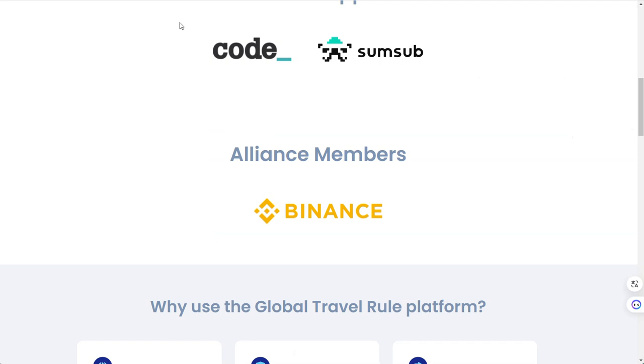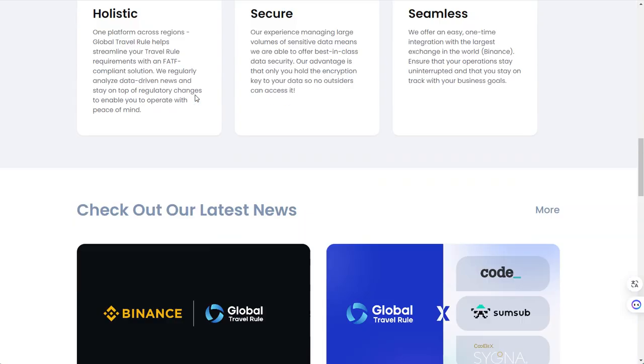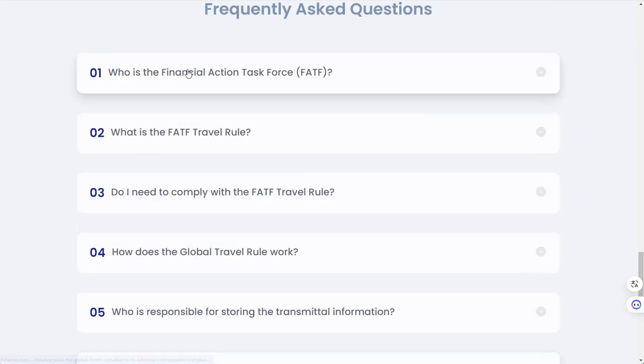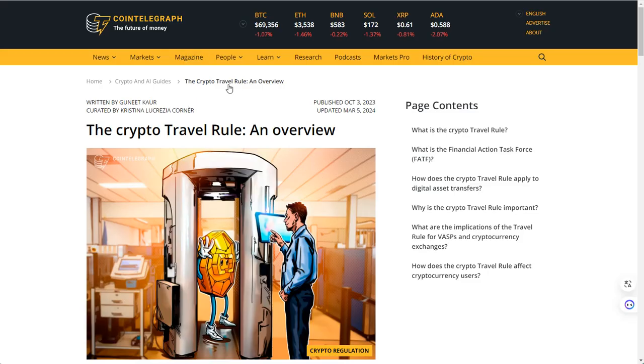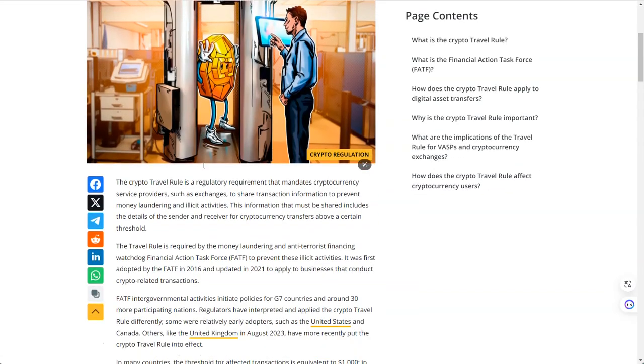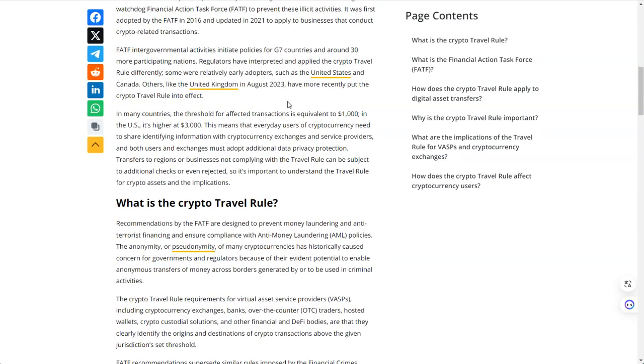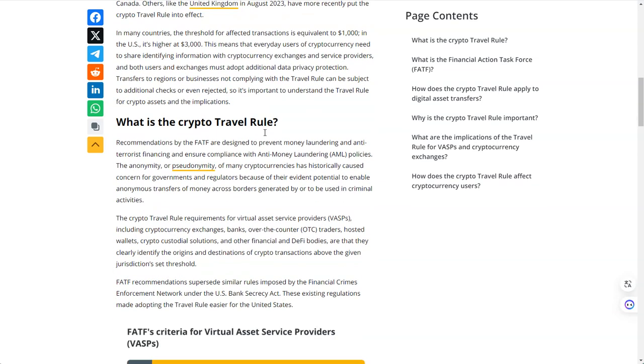So if we go back to the travel rule website, you will find a Q&A here, right? So this will answer a lot of questions. Well, the first question that you might have is, where will this travel rule be implemented? In what countries? So there is a very useful article written by Cointelegraph. That was updated in March 2024. That is talking about countries that are already involved in the travel rule.